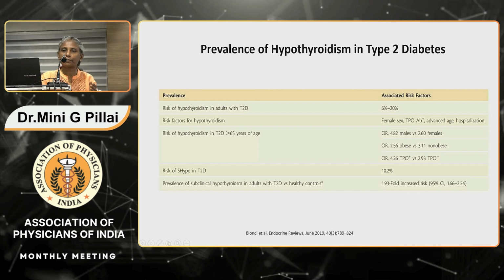And this is probably because we always keep on checking ladies for thyroid dysfunction, so probably they are diagnosed earlier. And also in non-obese elderly it is more. Again, probably this is a bias because in obese people it is picked up earlier. And of course, at all ages, if TPO positivity is there, thyroid dysfunction is more. And again, the risk of subclinical hypothyroidism in type 2 diabetes is around 10%, and the prevalence of subclinical hypothyroidism in adults with type 2 diabetes versus healthy controls is around a 2-fold increased risk.